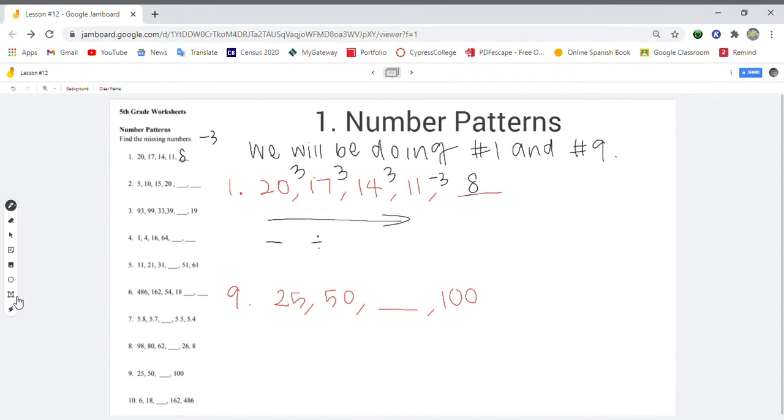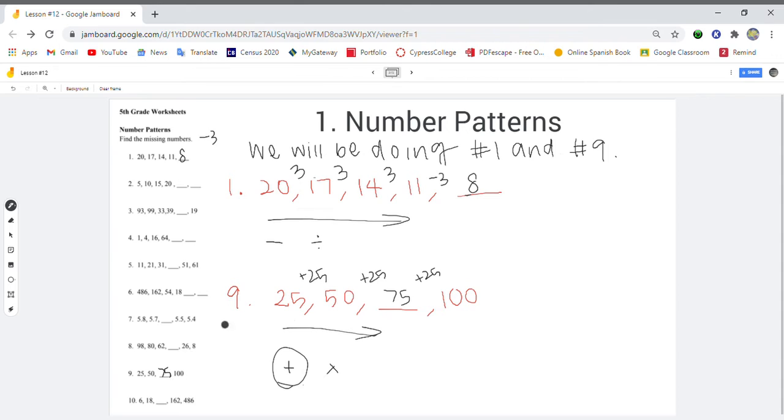So now let's look at number 9. It says 25, blank, 100. Wait, it says 25, 50, blank, and 100. And we're trying to find the missing term, this time between two different numbers. This time it's increasing, so it could either be addition or multiplication. Let's try addition first. So 25 to 50, we add 25. And then 50 plus 25, we end up with 75. And 75 plus 25 is 100, and so it matches up. So addition is the correct one. The pattern is that it adds 25, and number 9 is 75.